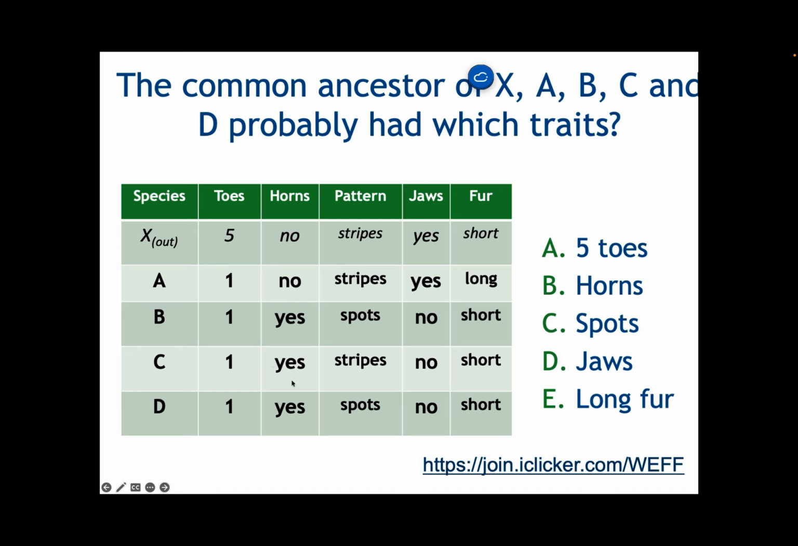The common ancestor of all of these guys probably had stripes instead of spots, again based on this distribution of traits. So spots is probably a derived state, not an ancestral state. Common ancestor probably did not have long fur. Long fur probably evolved just once in this lineage here.